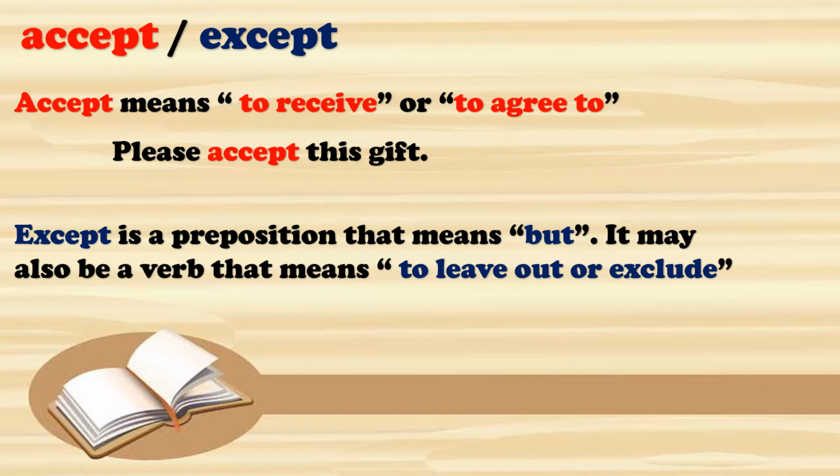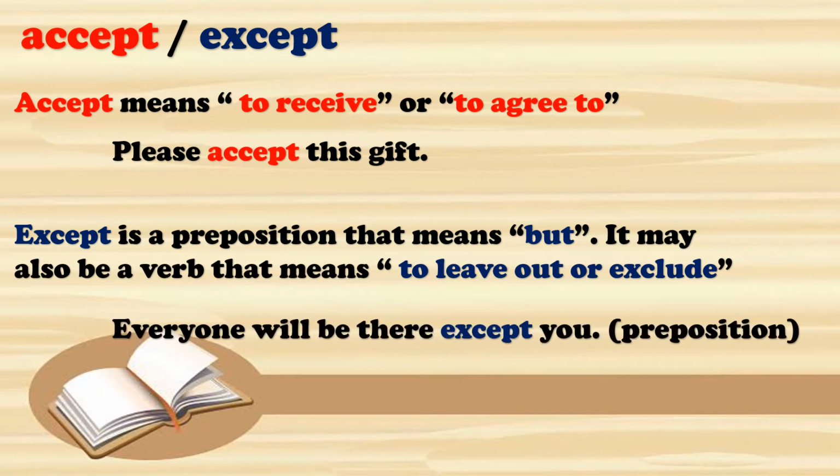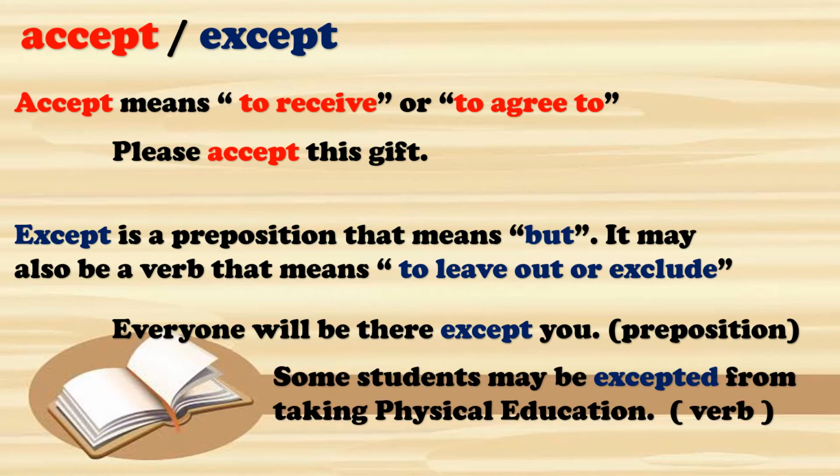Except is a preposition that means but. It may also be a verb that means to leave out or exclude. Example, everyone will be there except you. Except there is used as a preposition. Another, some students may be exempted from taking physical education. Exempted there is used as a verb that means to be excluded.